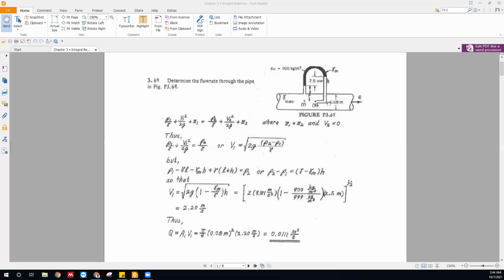It's actually the same at all other positions. So if you now put this value V1 in this equation, you'll get 0.0111 meter cube per second. That's the flow rate of water through this pipe, and that's what is asked in the question: determine the flow rate through the pipe. So this is for problem number 3.69.